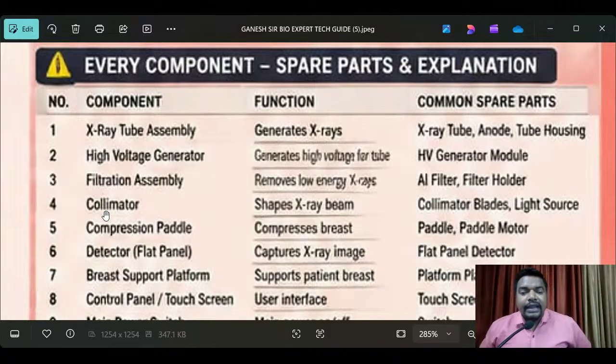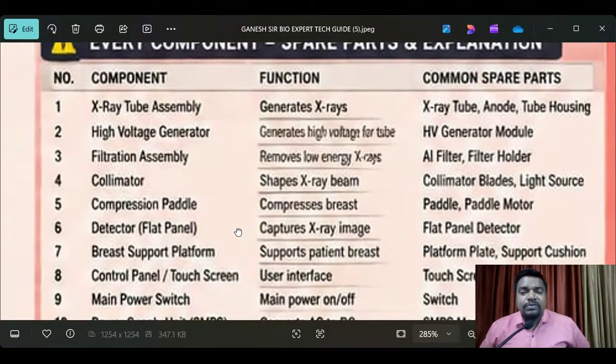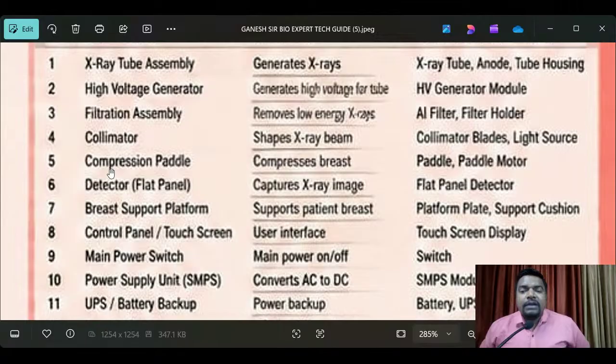Whatever I'm saying, try to listen very clearly. Next, the collimator component. Next, what is its function? It shapes the X-ray beam. Spare parts: collimator blades, light sources. I'm going to show you point-wise, so listen carefully. Then compression paddles: compresses the breast, spare part paddle motor.